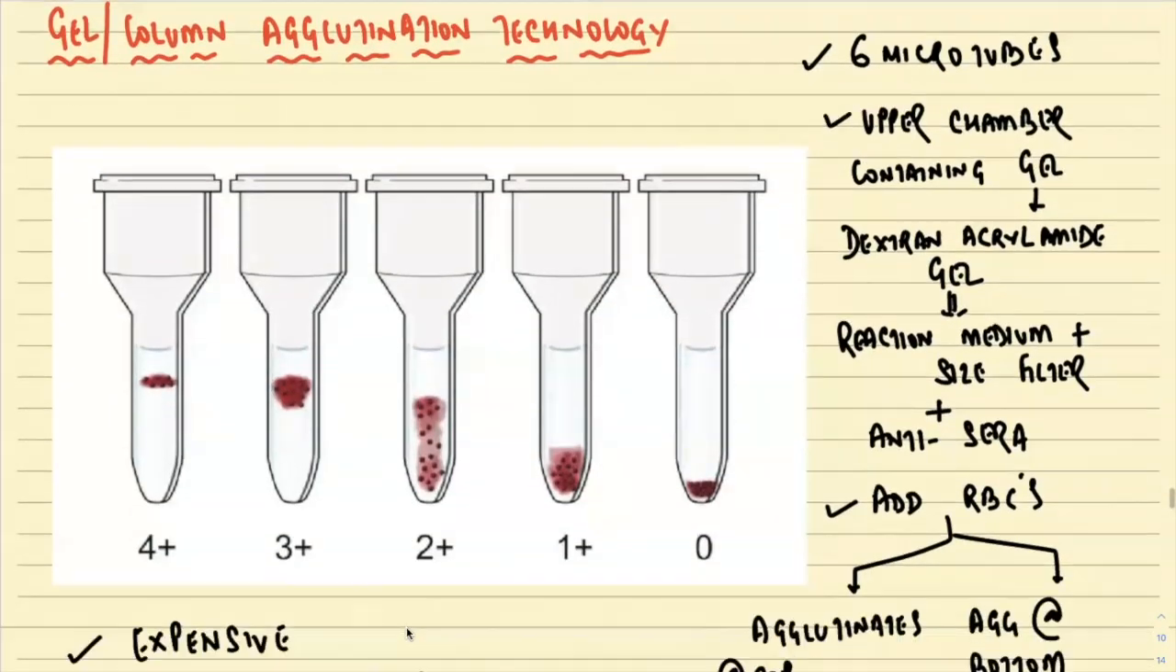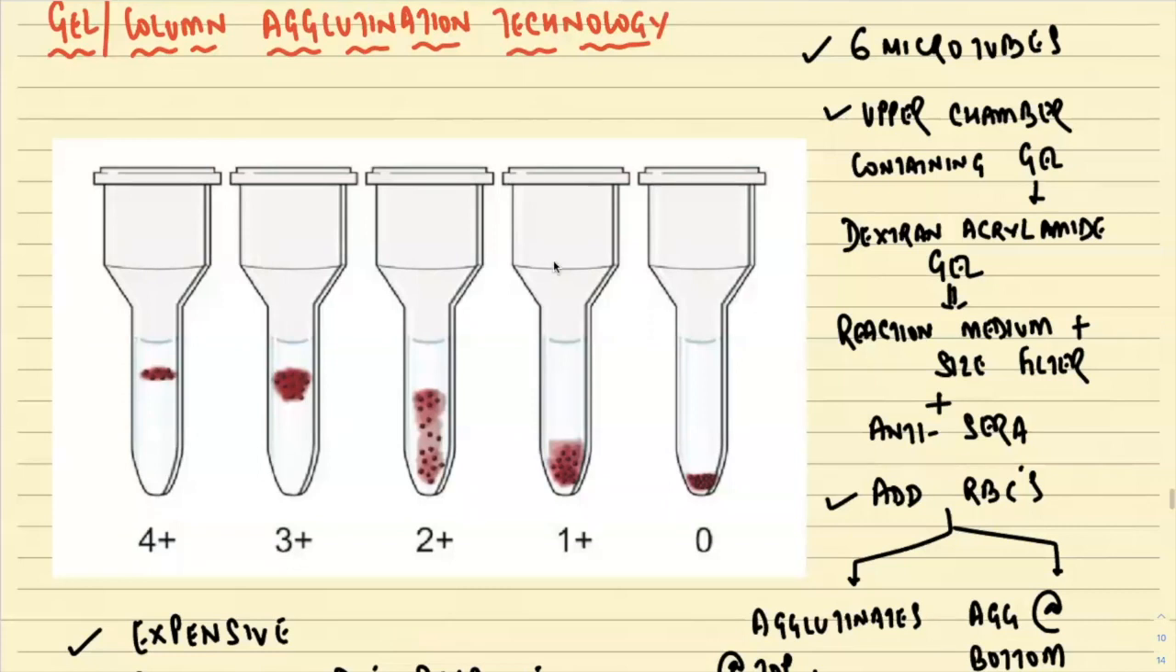Now, what is very important, especially for postgraduate students, is the gel or column agglutination technology. It is a very important short note that is asked, and in all big colleges, this is the technology used in blood banks. It is not from today; for the past 5 to 7 years they have been using this gel and column technology. So first, let me show you what this is.